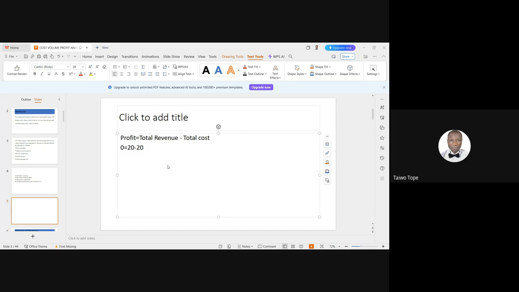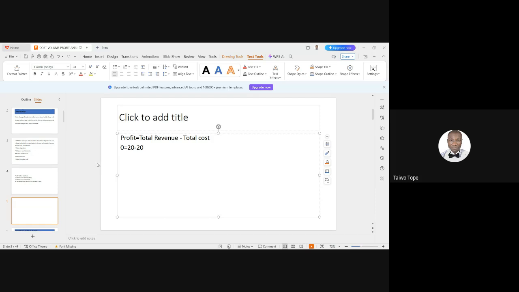In some questions, you might need to apply this concept, whereby you have your total revenue and your total cost, using them to derive your quantity. So take note that profit is total revenue minus total cost. And where your total revenue is equal to total cost, it means you have a break even.